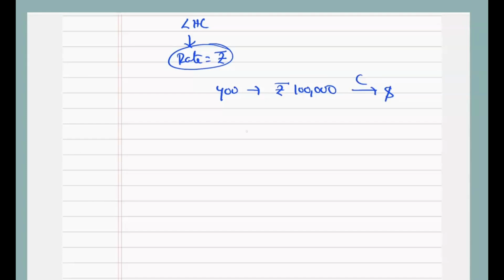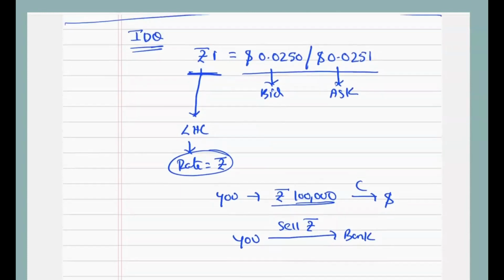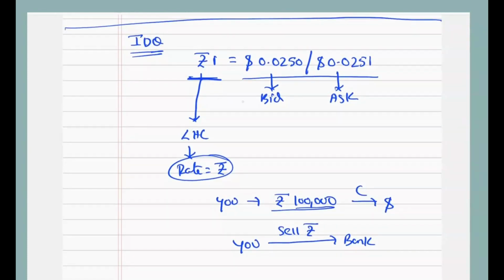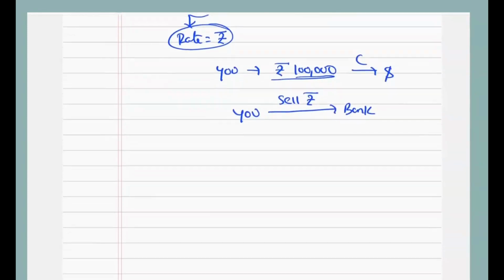So what will you be doing? You will be going to the bank and selling rupee to the bank. Now you have to think from the bank's point of view: at what rate will the bank be buying rupee? The bid rate, that is 0.025. So the left hand currency, the bank will be buying at the bid rate, which is 0.0251.